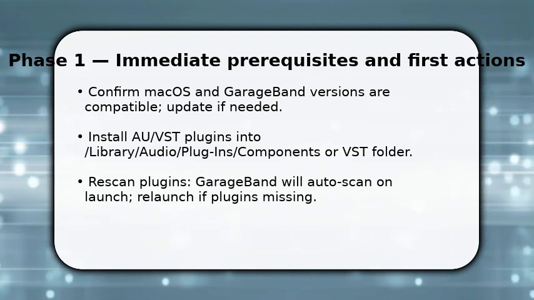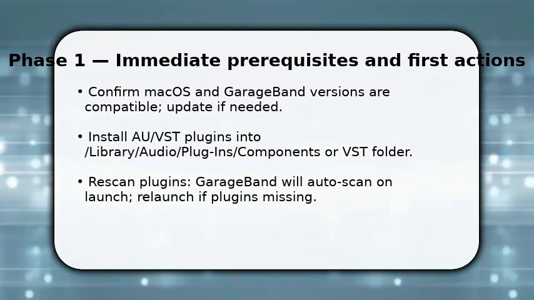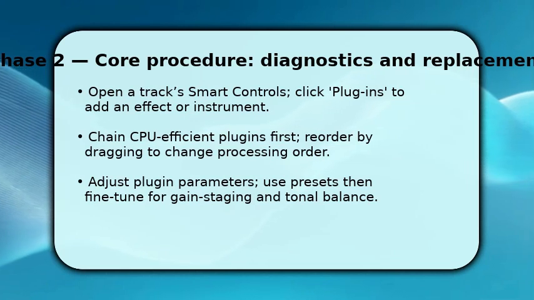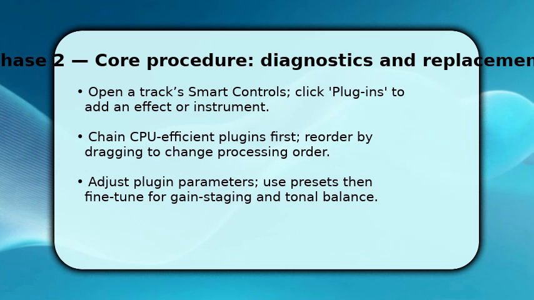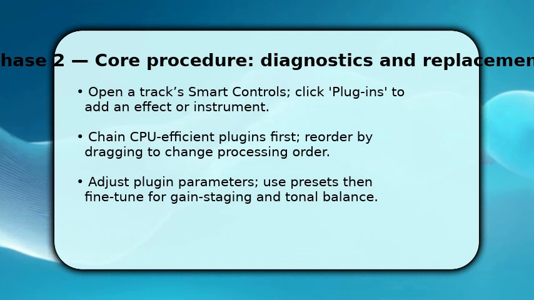what you try. You insert a plugin by selecting a track, opening Smart Controls, then choosing Plugins and Effects. Pick an instrument or effect and click to load it. Once in place, chain lighter, lower latency processors first to keep performance stable.